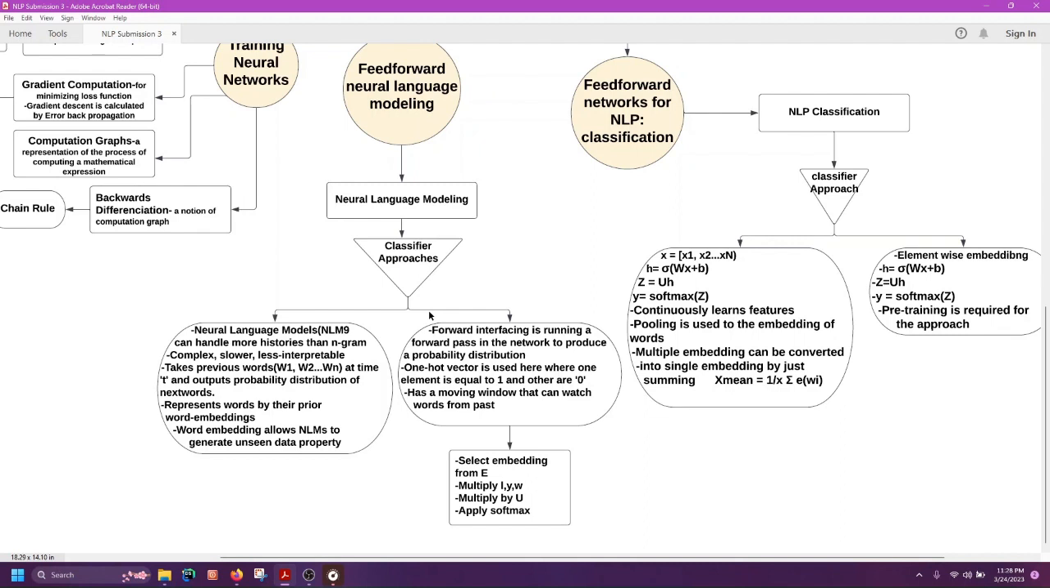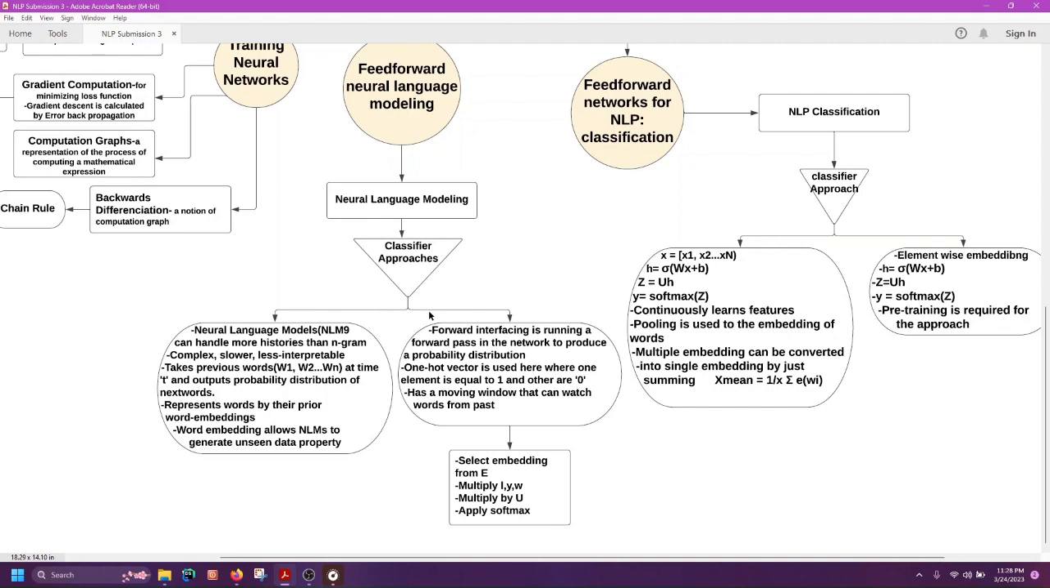So, using these embeddings, this allows neural network models to generalize better to unseen data. Now we'll talk about forward inference, which is the task, given an input, of running a forward pass on the neural network to produce a probability distribution over possible outputs.